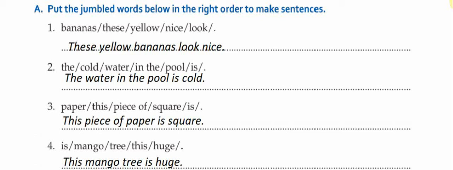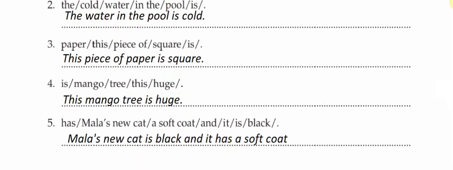Paper, this piece of square is. It will be this piece of paper is square. Or not like this is square piece of paper. Even that will be wrong. It will be this piece of paper is square. Is mango tree this huge? This mango tree is huge. Not this huge tree is mango. Even that is wrong. We have to first show the tree of mango. So this mango tree is huge.